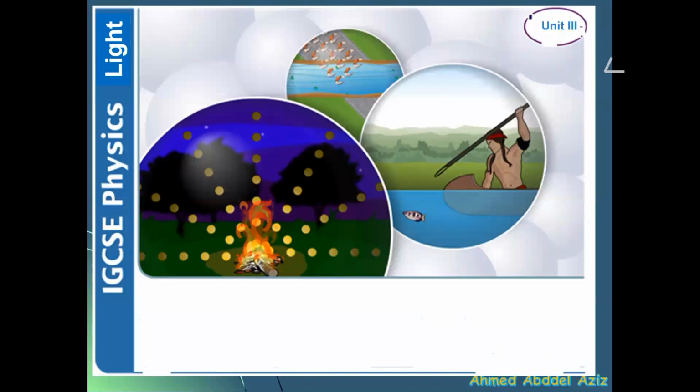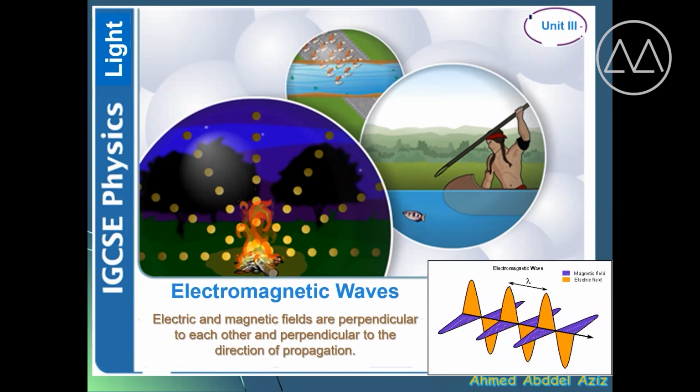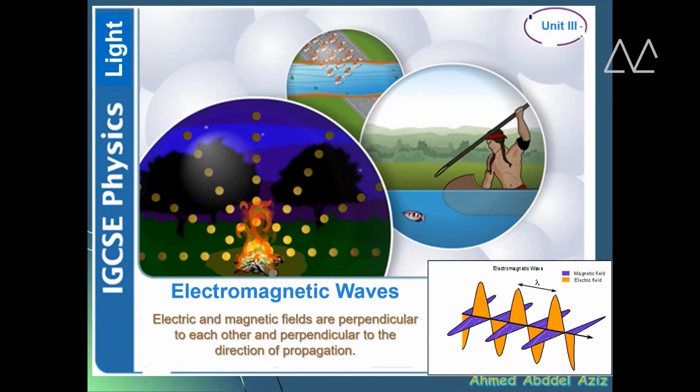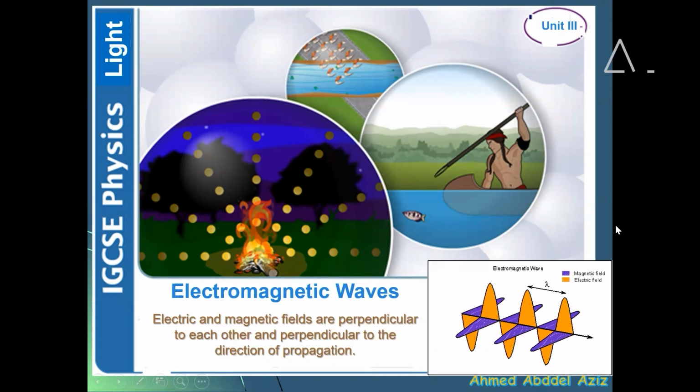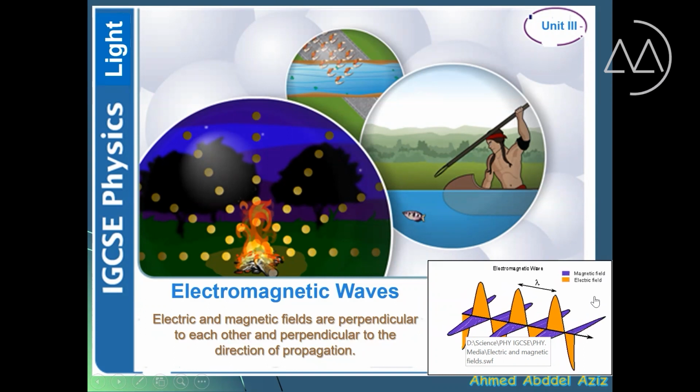As we mentioned before, light is an electromagnetic wave. We said before, electromagnetic means that we have 2 different types of waves. Electric and magnetic fields are perpendicular to each other and perpendicular to the direction of propagation. Look at the blue one here and the orange one. The magnetic field and the electric field are both perpendicular to each other.